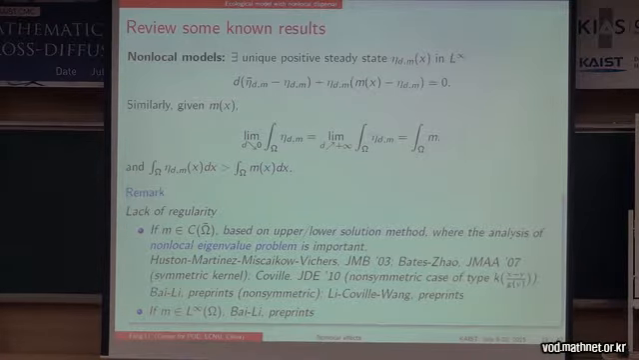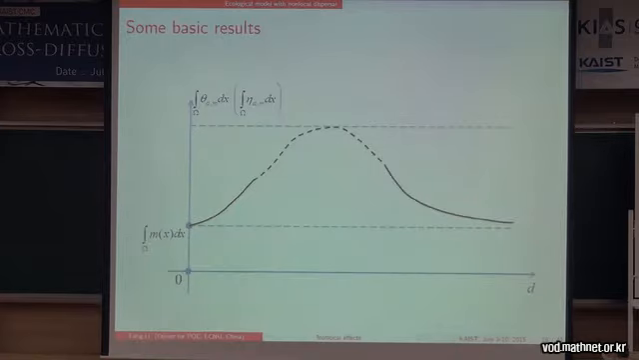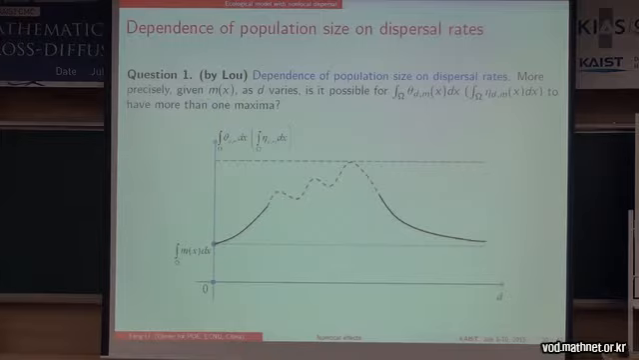Now let's take a look at some interesting questions. As we already know, for both local and non-local models, in the intermediate range, the total population is always bigger than the total carrying capacity, and approaches the total carrying capacity at these two ends, right? Now what happens in the middle? That's the main question. Here are two specific problems I want to show you now.